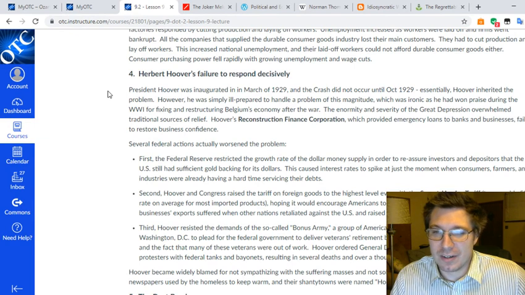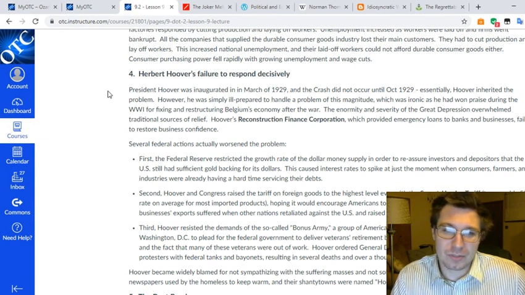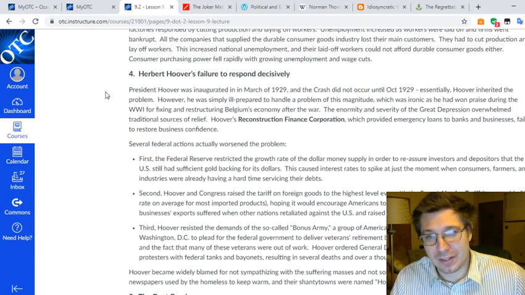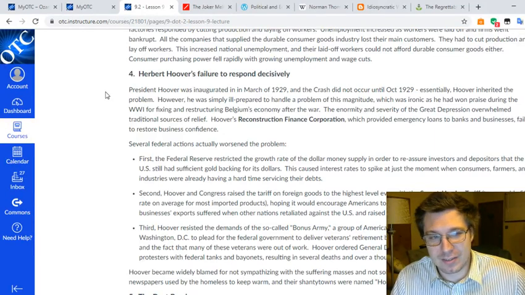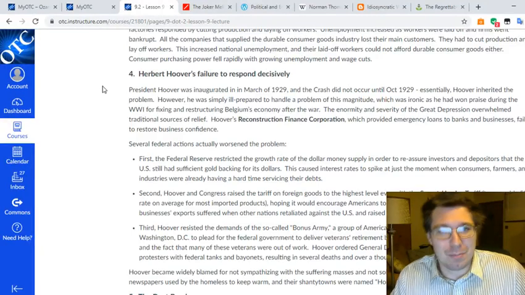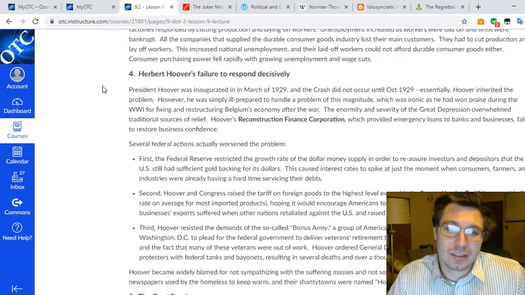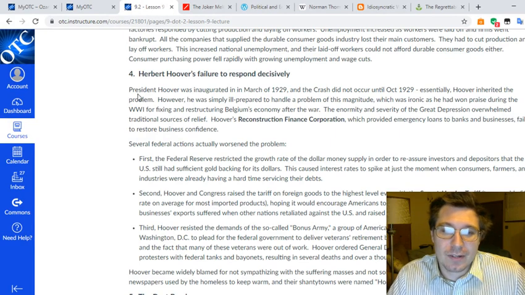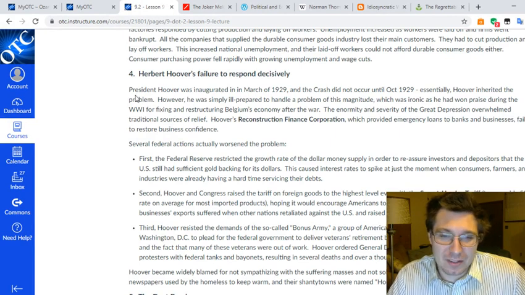The enormity and severity of the Great Depression overwhelmed traditional sources of relief. Hoover's Reconstruction Finance Corporation, which provided emergency loans to banks and businesses, failed to restore business confidence. It was several billions in money, but that's a drop in the bucket for the whole national economy at this point. Several federal actions actually worsened the problem under Hoover's time in office.